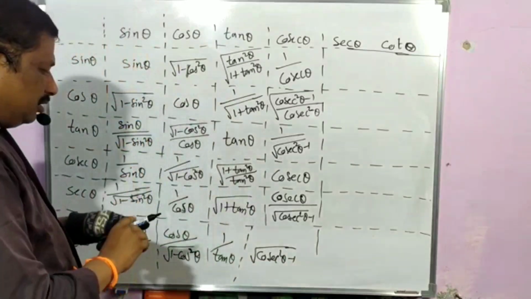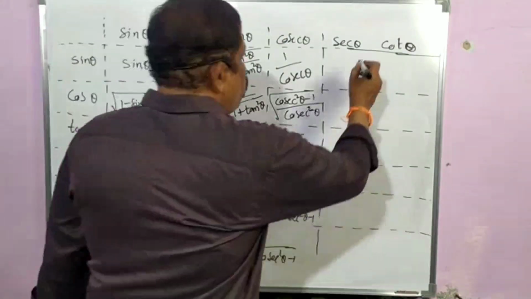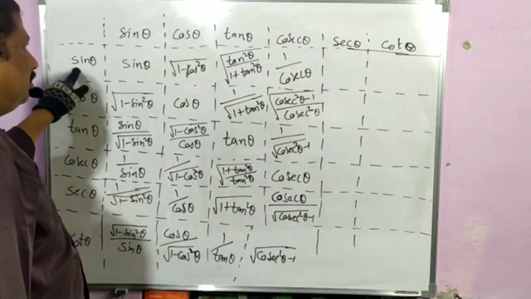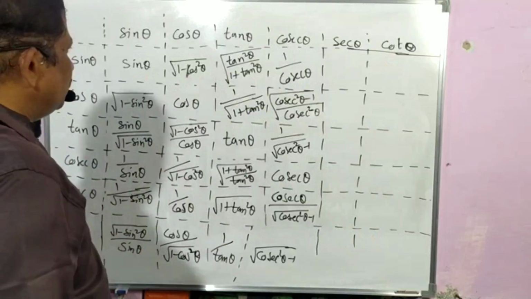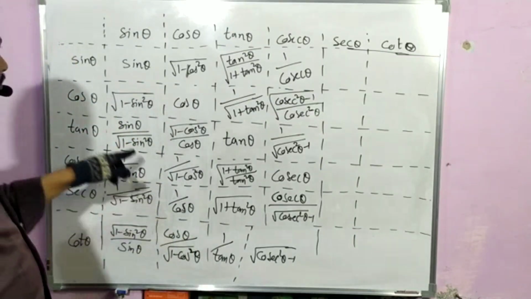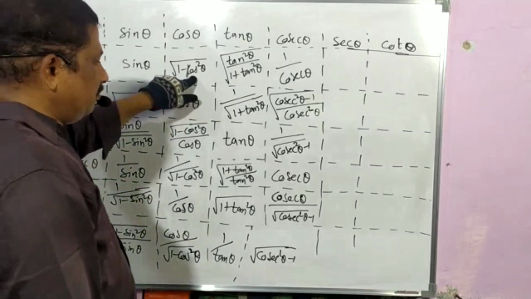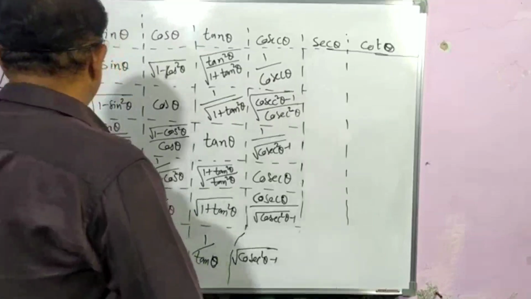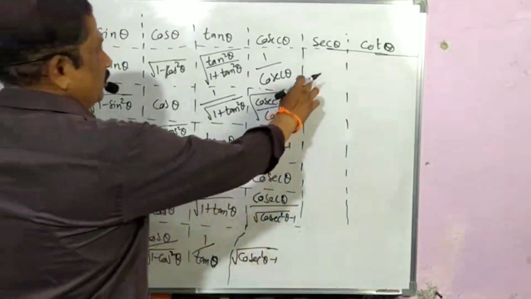Okay, next secant theta. So secant theta, sine in terms of secant theta. Secant is a reciprocal of cos. First you have to convert into cos theta. Sine. Next, sine is converted into secant.